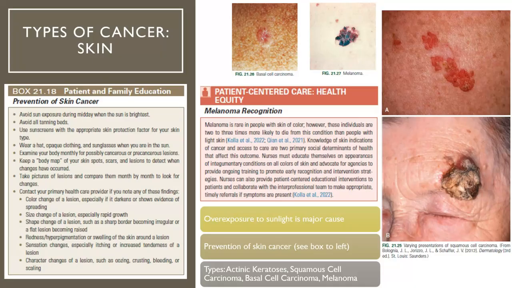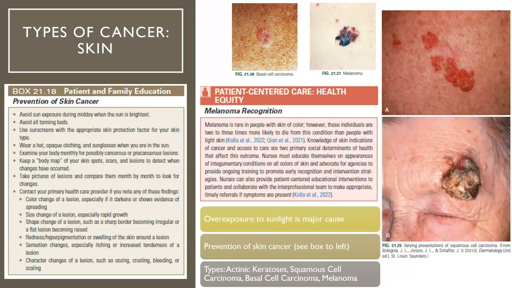Having fair or light complexion, blue eyes, red hair puts you at a high risk. Prevention of skin cancer, you're going to avoid the sun, especially during midday. Avoid tanning beds. Use sunscreen. Wear a hat. Wear clothing that covers you, sunglasses, examine your body monthly for any kind of lesions, especially lesions that are not healing. Body map your skin spots and make sure that you're monitoring for any kind of changes.